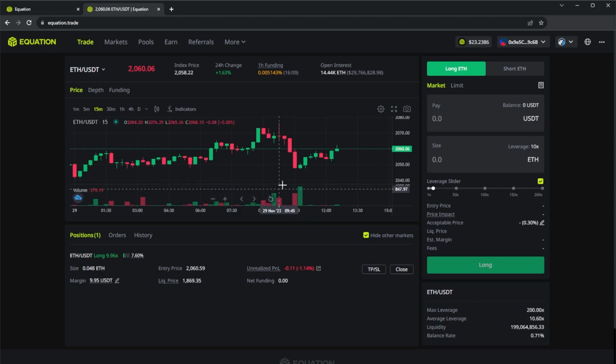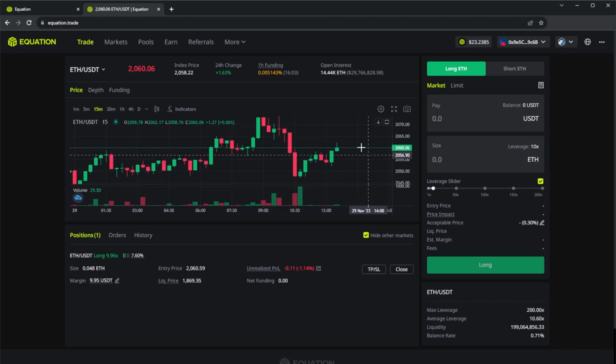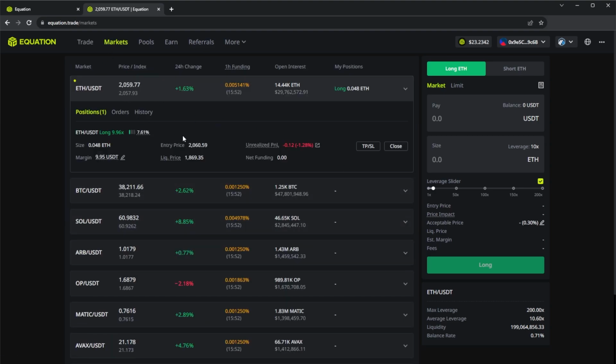So we will let this position run open. Again, I am only testing with $10. So this again is something that I am willing to lose worst case. But now we'll take a look at the other features on Equation and come back to this. So the markets gives us a full overview of the price, index, and 24-hour change with funding and open interest of each of these pairs. And of course, I can see my positions in here.